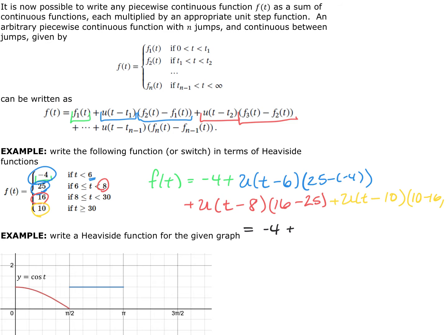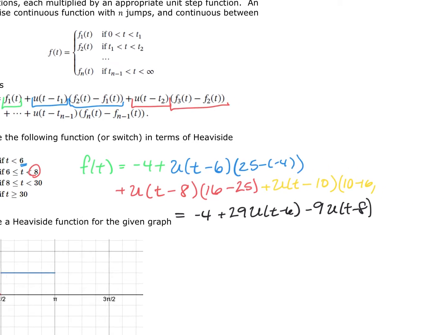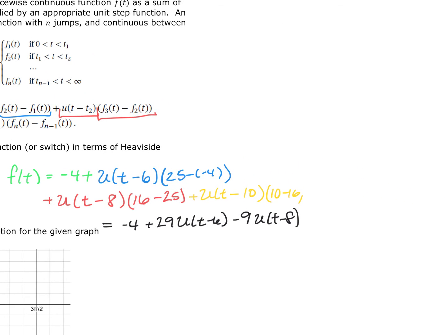Excuse me, the 25 minus a minus 4 is 29. U of t minus 6. And then plus, actually it'll be a minus, because it will be 16 minus 25, which is negative 9. U of t minus 8. And then my last one is going to be another negative. So 10 minus 16 is negative 6. U of t minus 10.